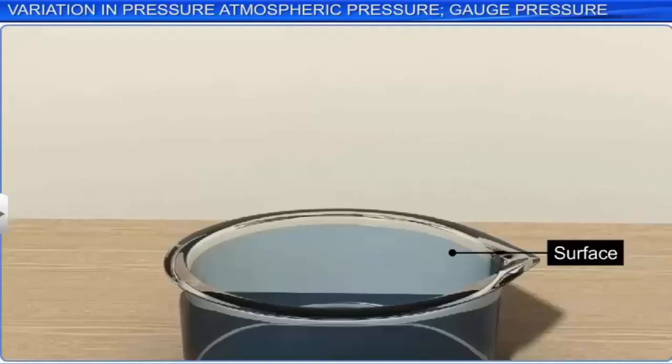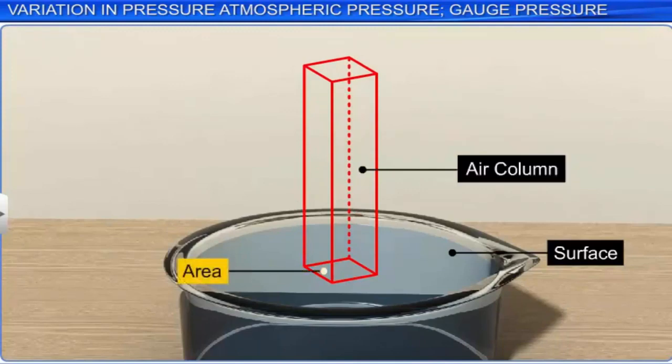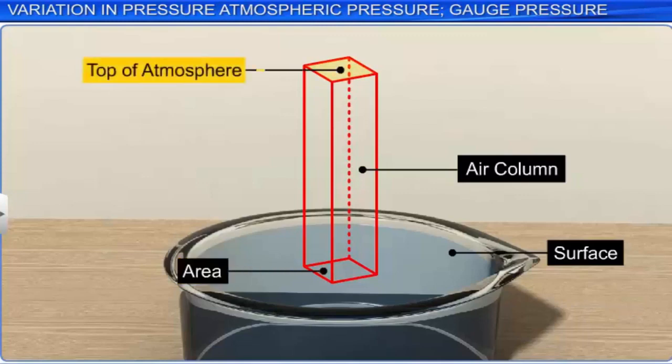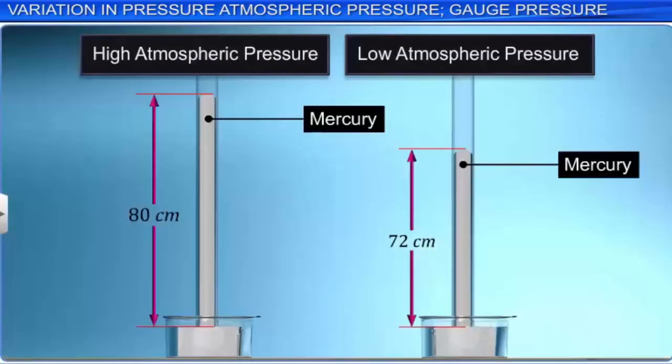Similarly, the atmospheric pressure at any point is equal to the weight of a vertical column of air of unit cross-sectional area extending from that point to the top of the Earth's atmosphere. Atmospheric pressure is measured in terms of a vertical column of mercury, whose pressure at its bottom is equal to the atmospheric pressure. The greater the atmospheric pressure, the greater the vertical height of the mercury column. The device used to measure atmospheric pressure is called a barometer.